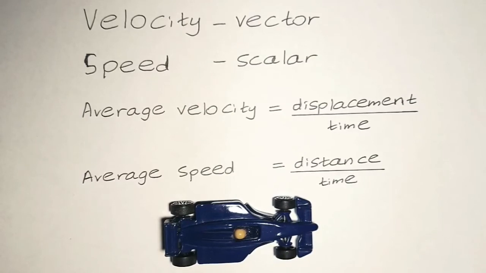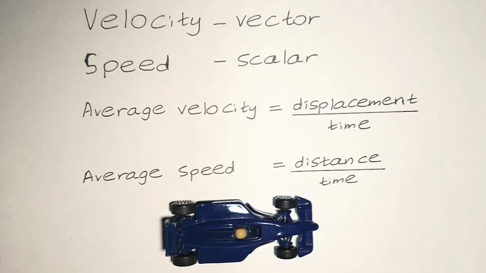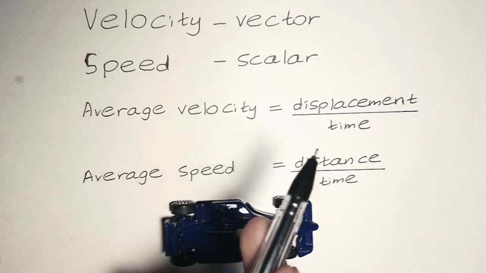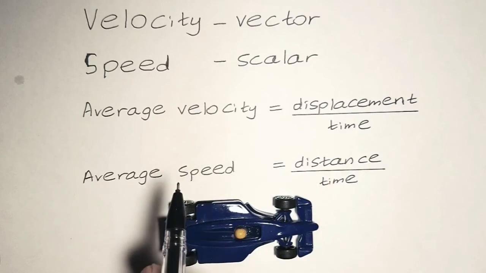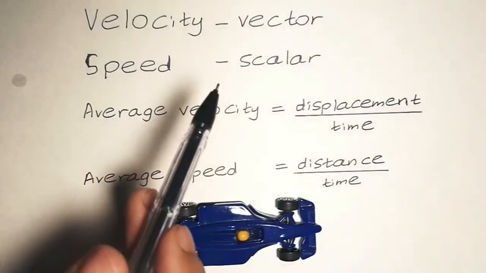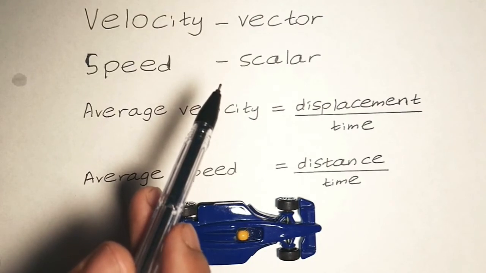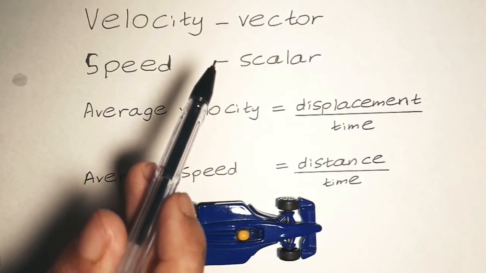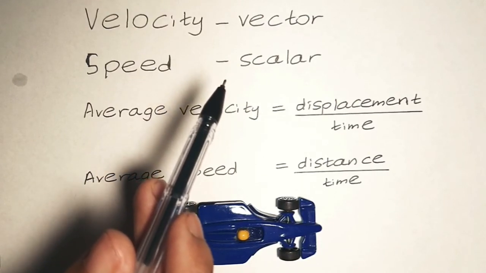Let us now discuss velocity. So what is velocity? The velocity is a vector, whereas speed is a scalar. The velocity has a magnitude and a particular direction, thereby it is a vector, whereas speed has a magnitude only, thereby it is a scalar. The average velocity is termed as the displacement per unit time, whereas the average speed is the distance per unit time. We can see a clear difference between velocity and speed, because velocity is a vector and speed is a scalar.